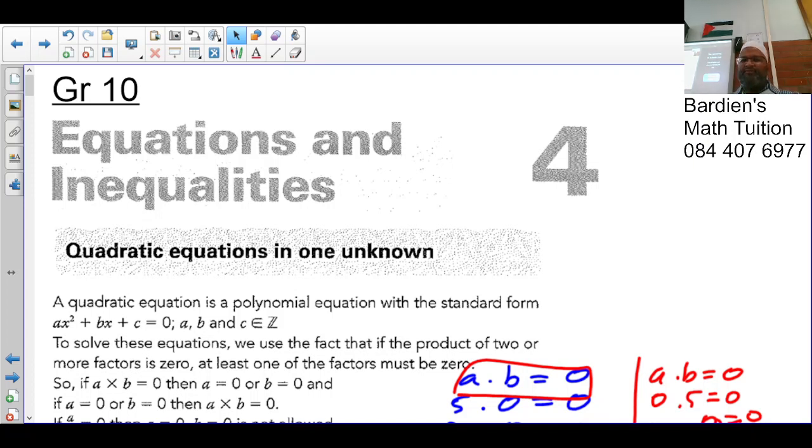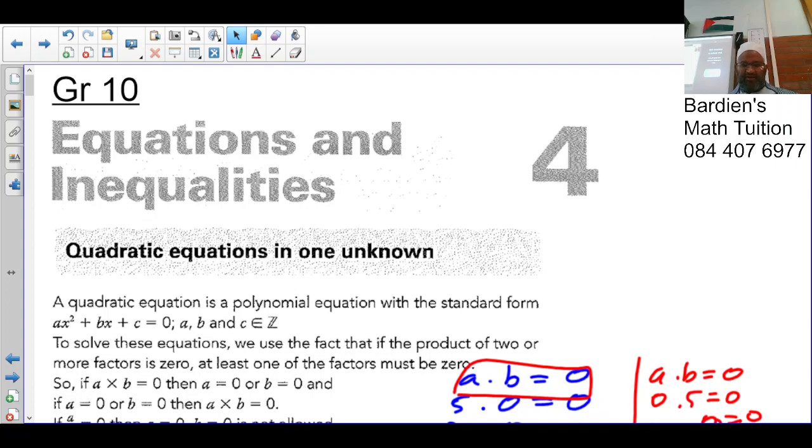Okay, good morning class. So today we're looking at equations and inequalities, quadratic equations in one unknown. We started this off yesterday towards the end of the lesson, when we looked at last year's control test, to see exactly what was tested last year. It should refresh your memory in terms of sections that you haven't practiced over the past couple of days.